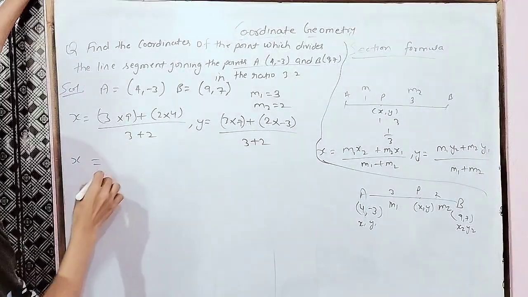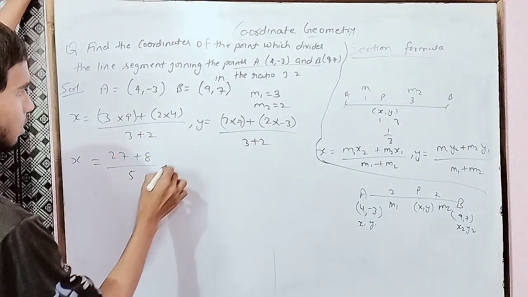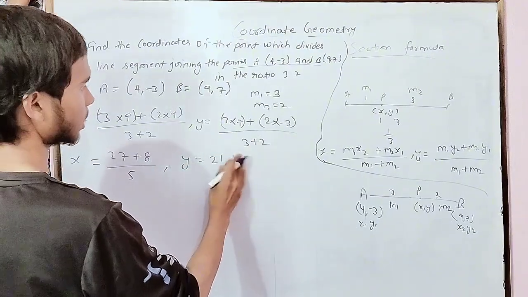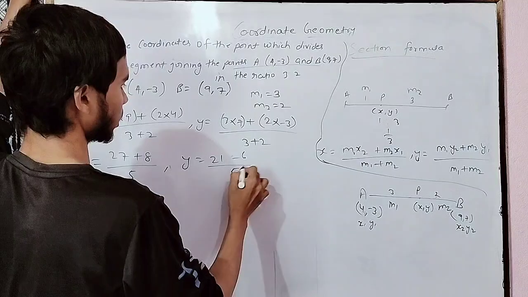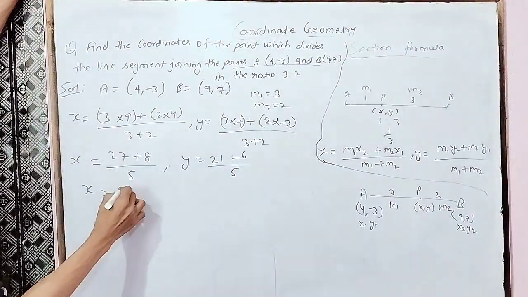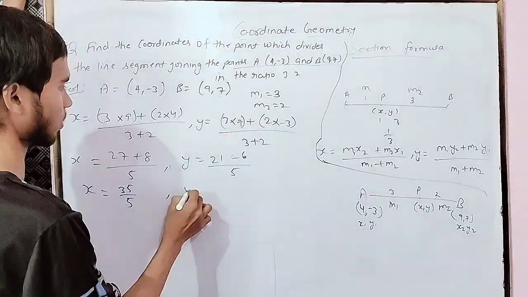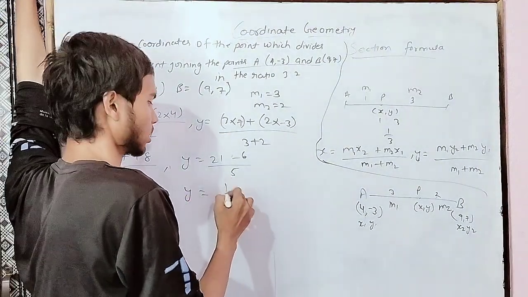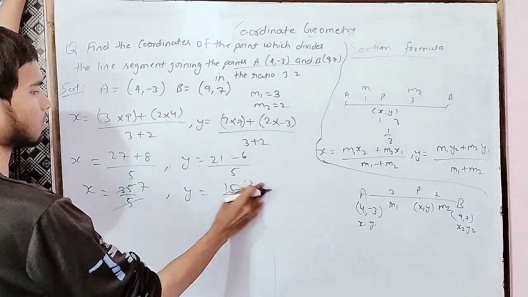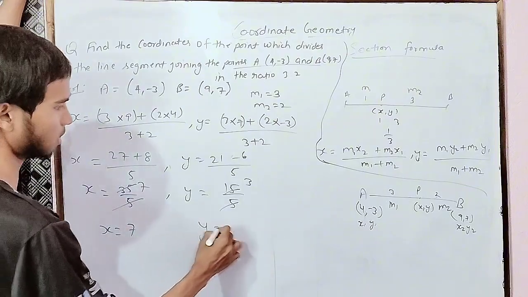So here 3 nines are 27 plus 2 fours are 8, upon 5. Y is minus 21 plus minus 6, upon 5. Now this is 35 upon 5, and this is minus 15 upon 5. So x is 7 and y is minus 3.